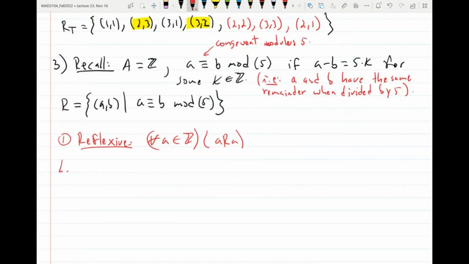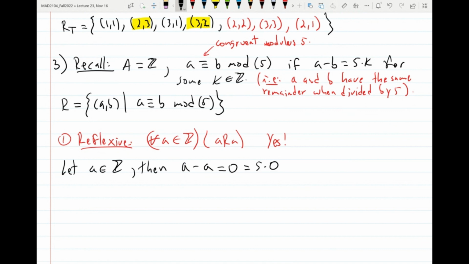So, yes, it is reflexive. So, let's say here, yes. So, let A be an integer. Then, I just need to argue that A is related to A, which means that the difference is a multiple of 5. Now, this is very easy. What's A minus A? What is this? 0. And 0 can be written as 5 times 0, for example, right? 0 is equal to 5 times 0.